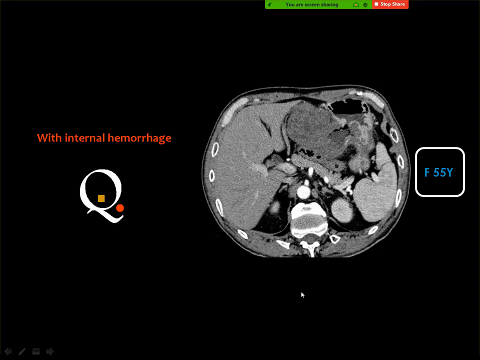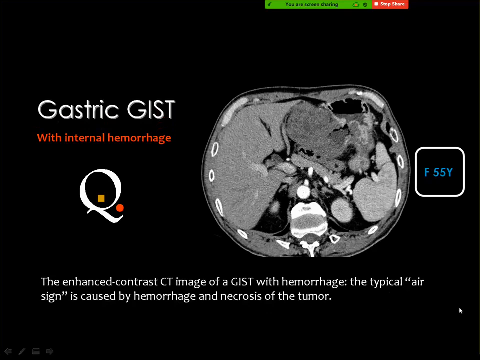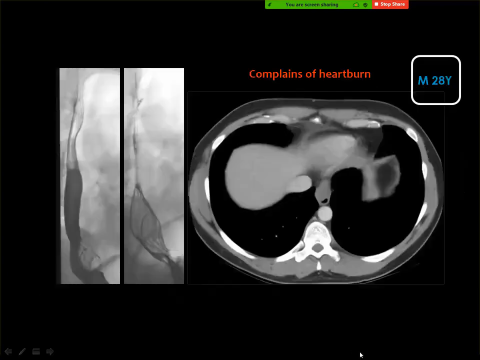Gastric carcinoma. Okay, this is the stomach, and the tumor is almost totally outside, and this is not usual for cancer. It is usual for GIST. Yes, this is a GIST tumor, and if you look carefully you see air and some areas of cystic changes, because the GIST frequently bleeds, and this is due to bleeding inside the tumor.